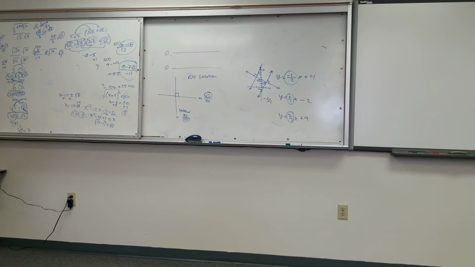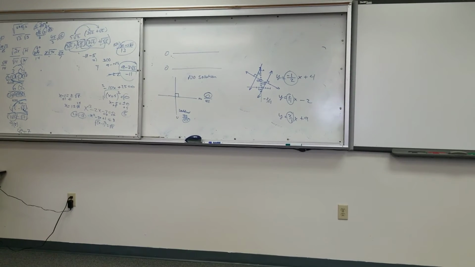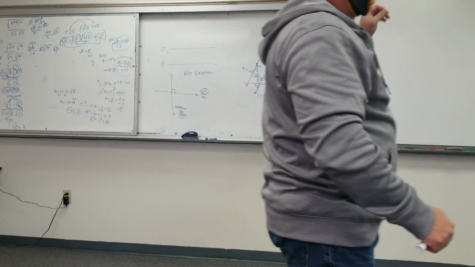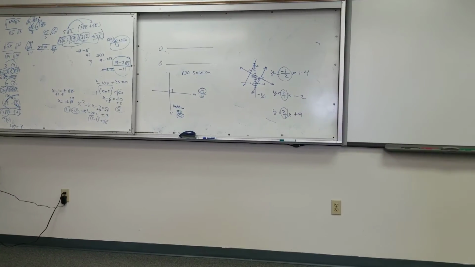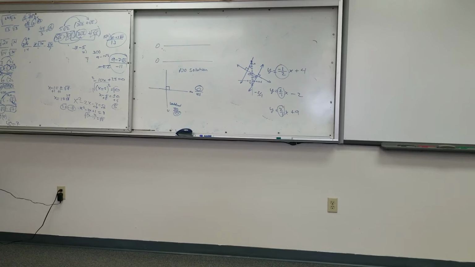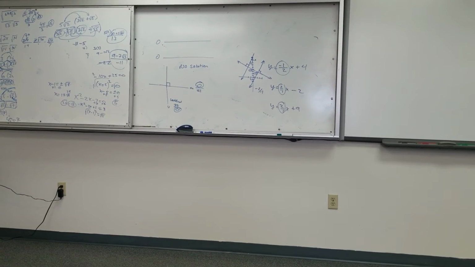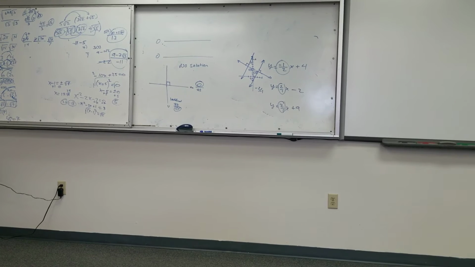So parallel lines are exactly the same slope, but perpendicular lines. Look at what we have written here. Tell me what you think the relationship is between perpendicular lines. They'll meet at a right angle, but how do you describe the relationship between their slopes?